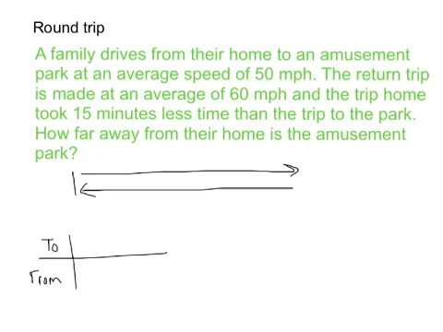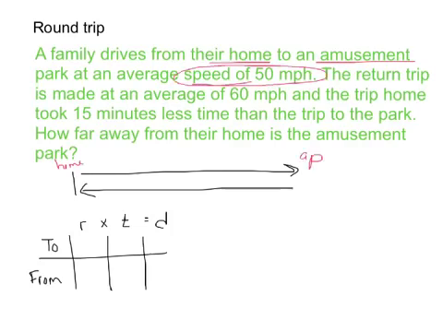I'm going to set up my chart with my rate times my time will equal my distance. Okay. And then I read the problem. A family drives from their home to an amusement park. So in this case, it's home to the amusement park at an average speed of 50 miles per hour. So going to the amusement park, they're traveling at 50 miles per hour.